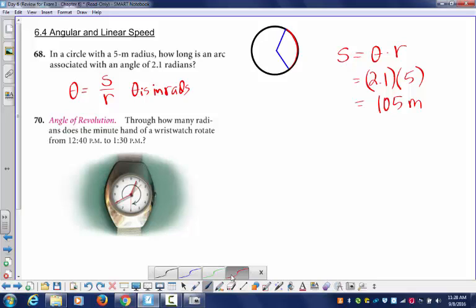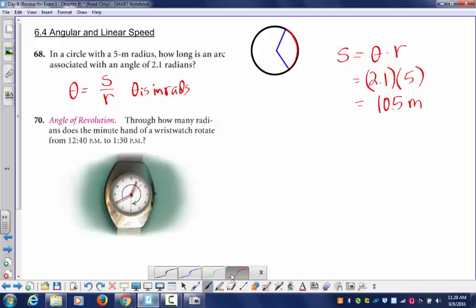57.3 degrees in 1 radian. Never remember that. 57.3 degrees is 1 radian, so if you're just trying to draw your picture so it's relatively accurate. Isn't that 10.5? Yeah. Oh, decimal point. Thank you. Yes, 10.5. Good.